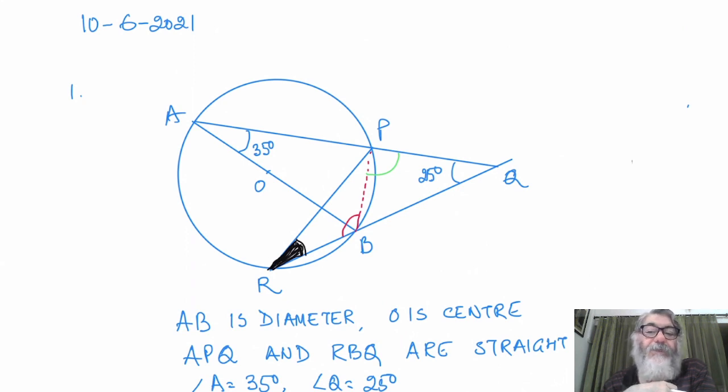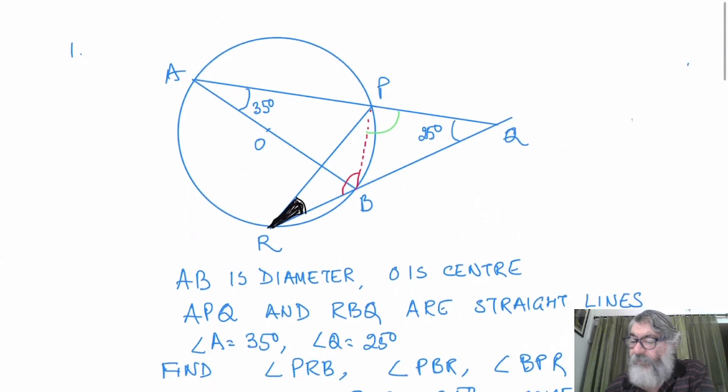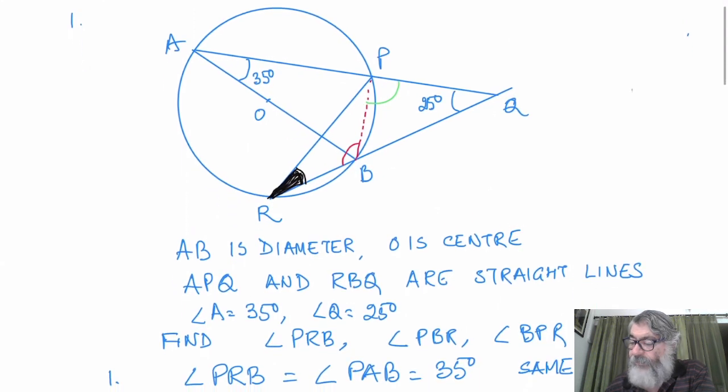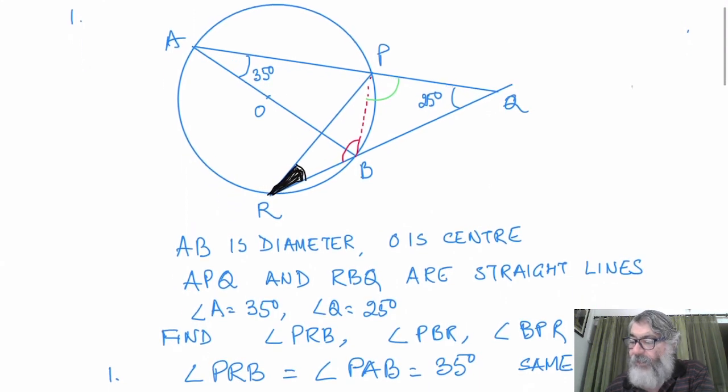PARBP is the major segment, and any angle formed in this major segment will be equal to 35 degrees, because one of the angles is 35 degrees. That is why PRB has become 35 degrees. Next, he is saying calculate PBR.